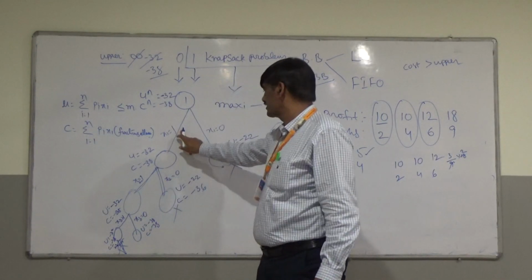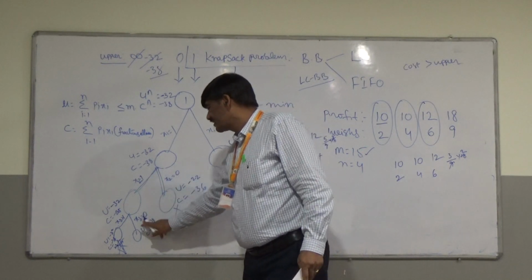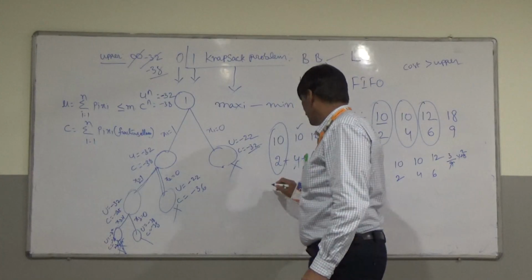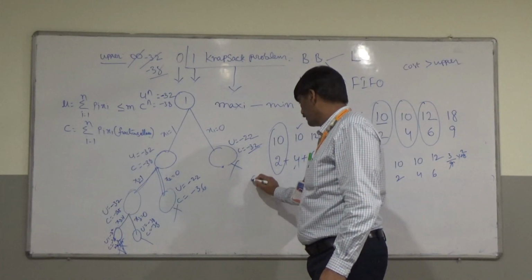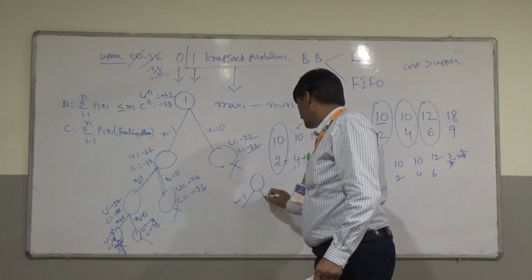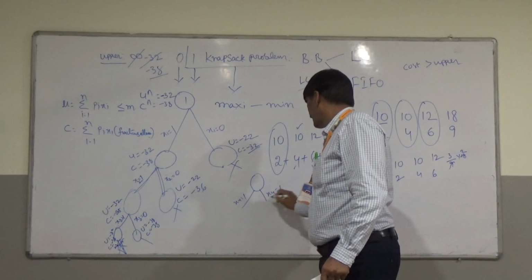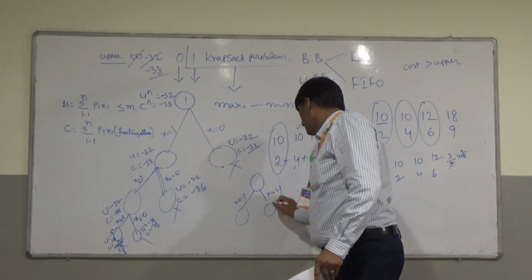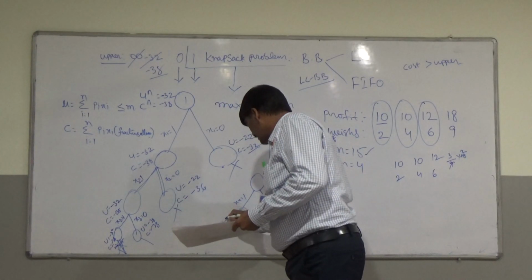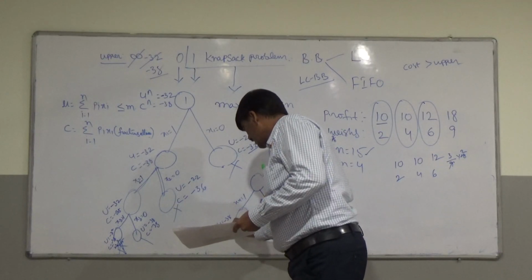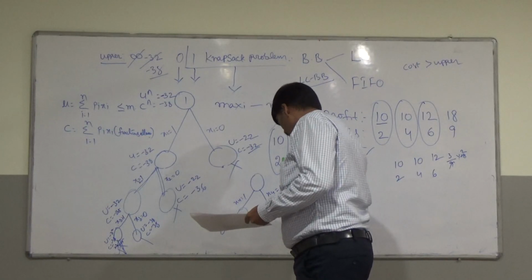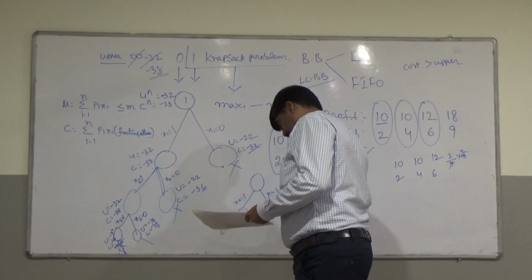So here x1 considered, x2 considered, x3 not considered. So next one is x4. So this is the extension: x4 considered, x4 not considered, and you need to calculate the upper bound values. So here the upper bound value is minus 38 and cost is also minus 38. Here the cost is minus 20 and upper bound is also minus 20.